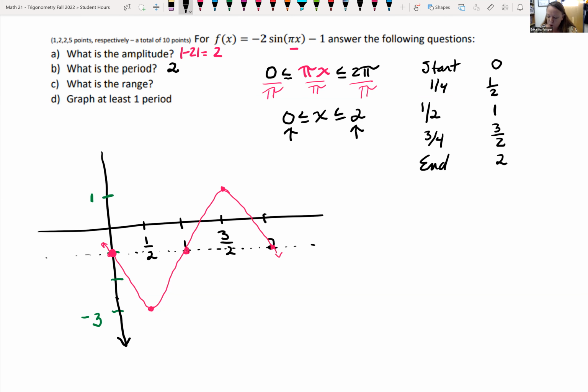My range is the y values that I'm using. And the y values I'm hitting on this graph are everything going from smallest to largest, -3 to 1. And we're hitting those points, so we're going to include them. A couple of ways we can write that: interval notation, bracket -3, and I don't know if I just said 3, because if I did, that was wrong. It's -3 to 1. So -3 is less than or equal to y is less than or equal to 1 is another way to write that. And then we already did part D, graphing that.